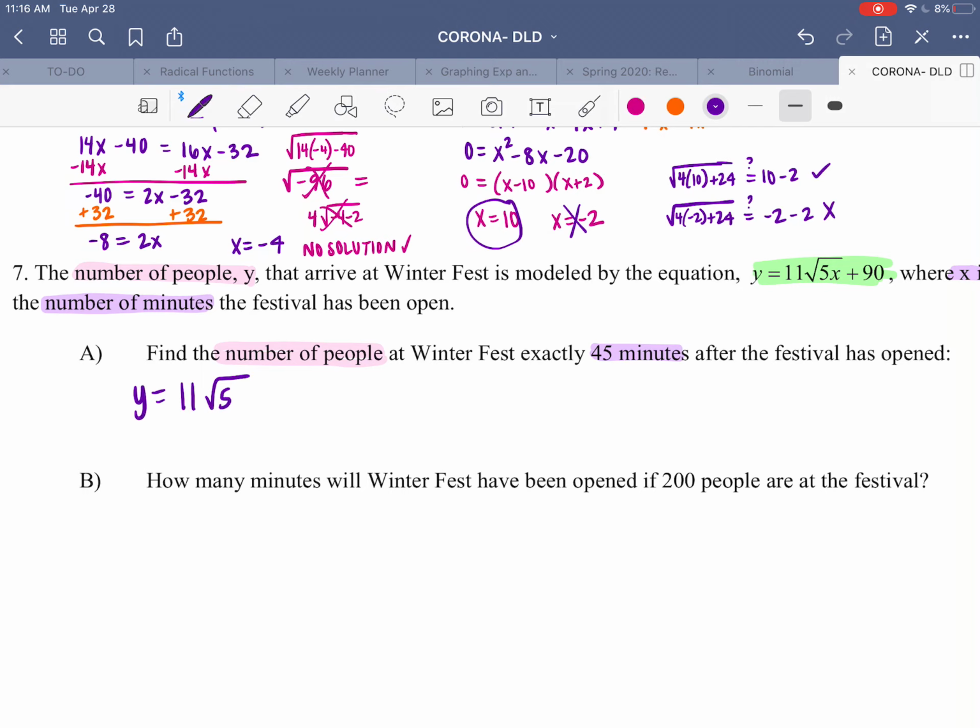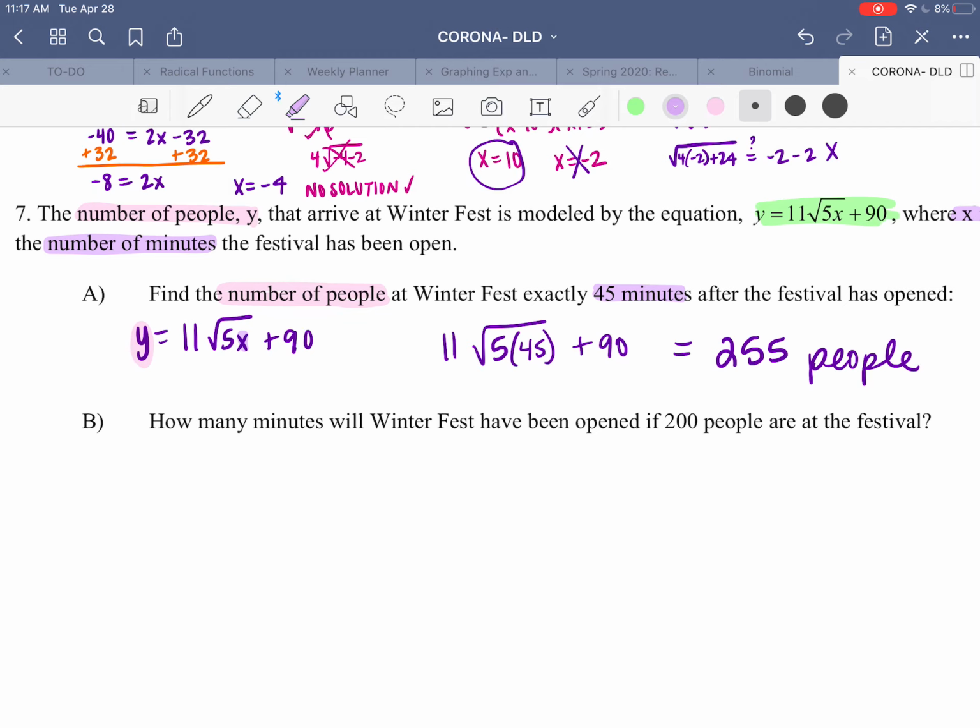y equals 11 times the square root of 5x plus 90. Now, what do we need to find? We want to find the number of people. So the number of people is y. So we're solving for y, and we have an x value here. So we're going to put in 45 minutes for x. So we're going to have 11 times the square root of 5 times 45 plus 90, which if you put in your calculator is going to be 255 people.